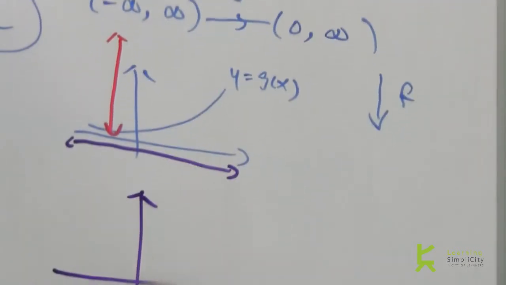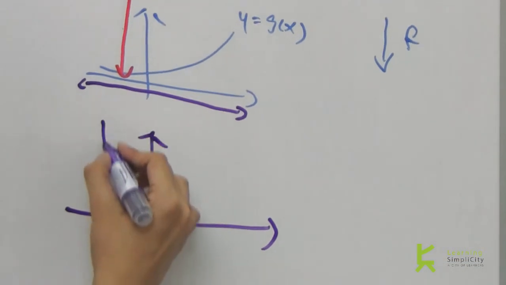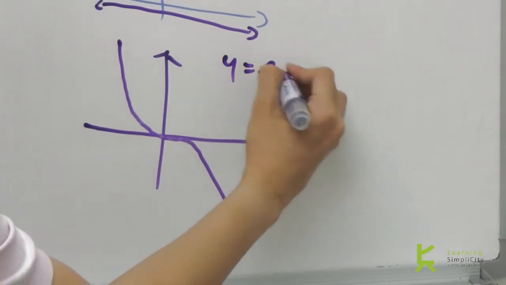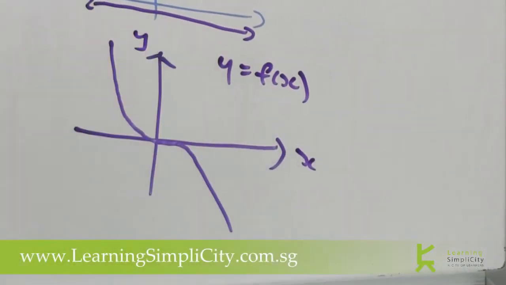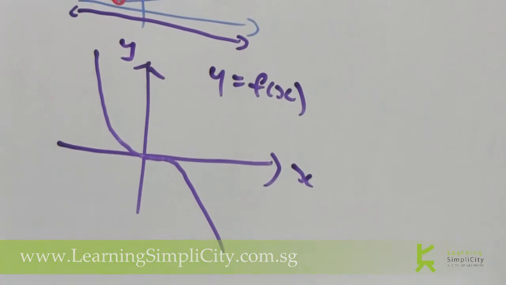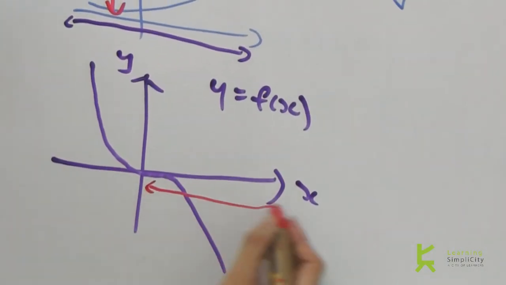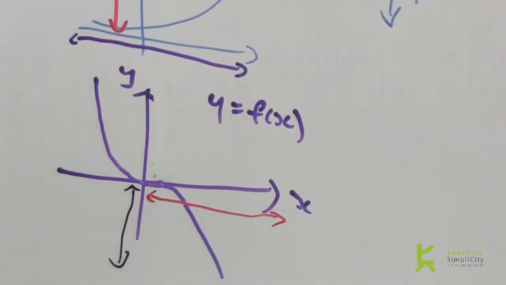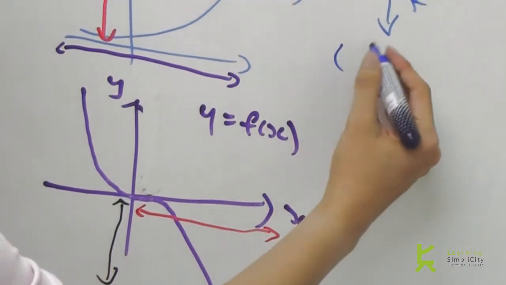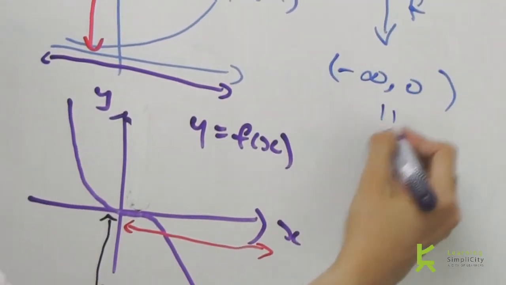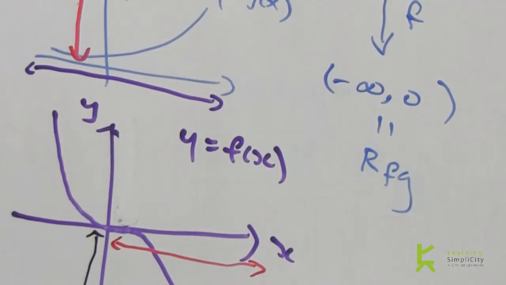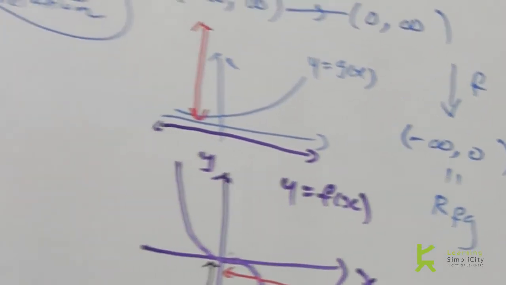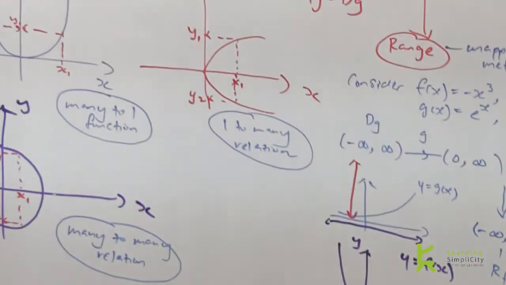Again, we draw the graph of f(x), which is minus x to the power of 3. Using this new domain, which is from 0 to infinity, the output or range of this function will essentially be from minus infinity to 0. This set of values is the range of the composite function fg. This is how we can find the range of fg using the mapping method.